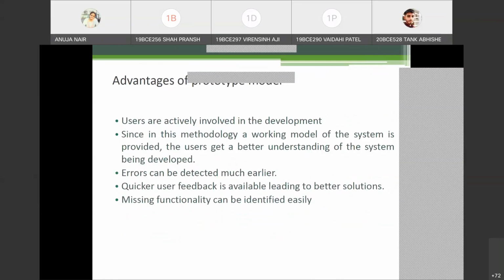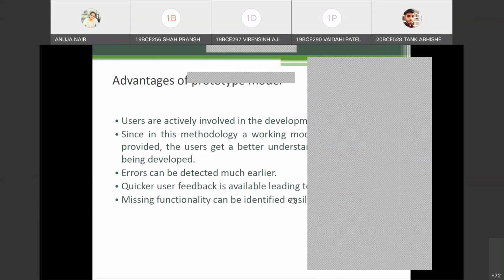Okay, can you tell me in which kind of application prototype model is most beneficial? Which type of application is prototype model most beneficial for? Testing is not an application. I'm talking about an application. Testing is a phase.